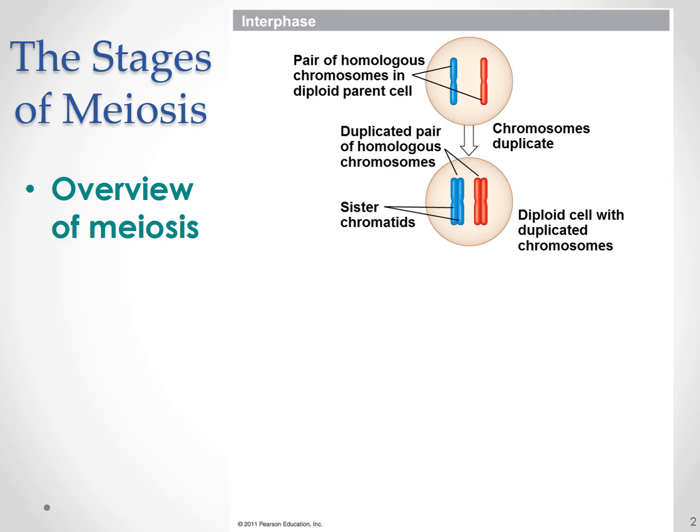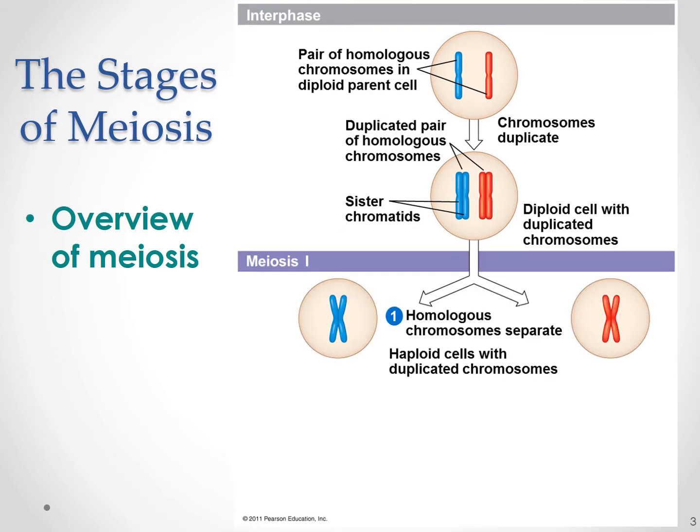Now, this is something that's similar between mitosis and meiosis. But after this, it starts getting very different. Now, there is one cell division of meiosis that's going to result in still haploid cells with the duplicated chromosomes.